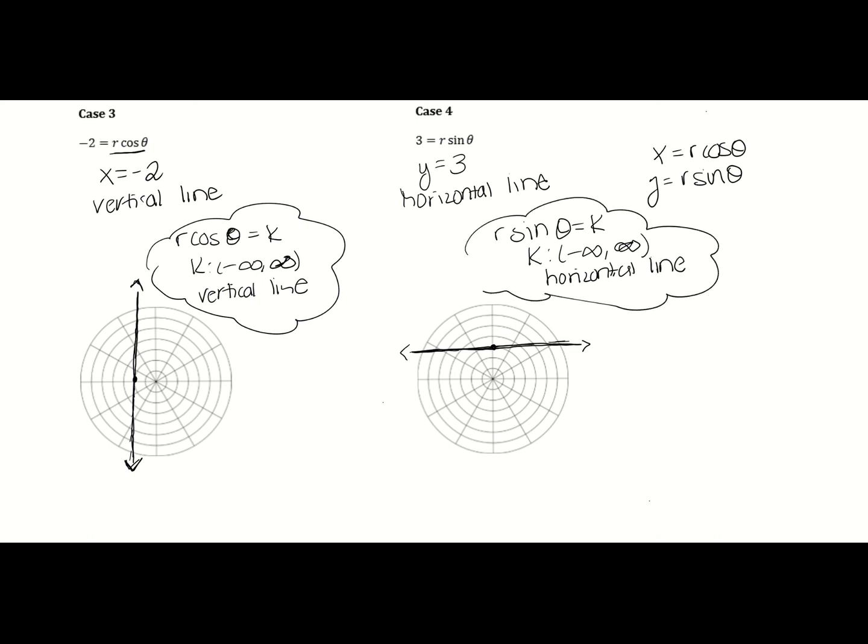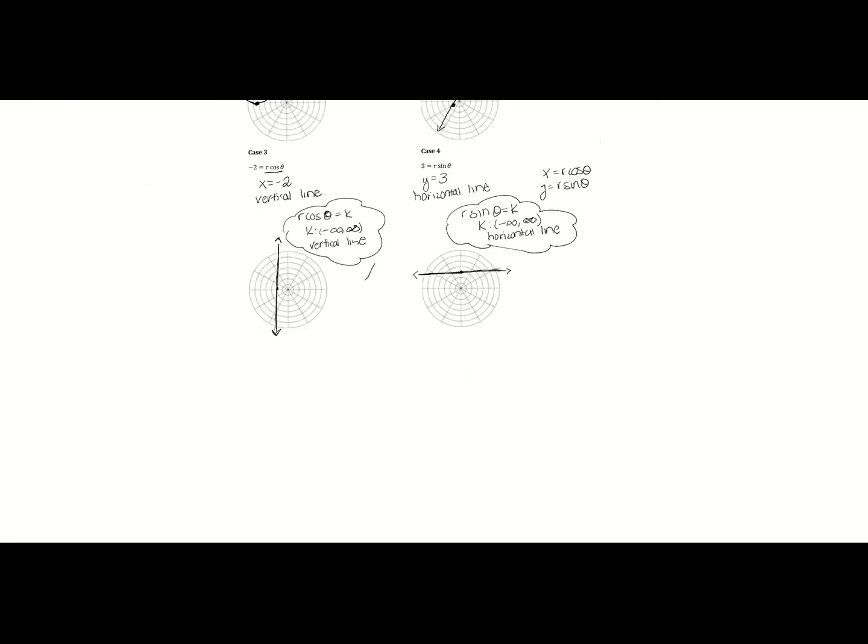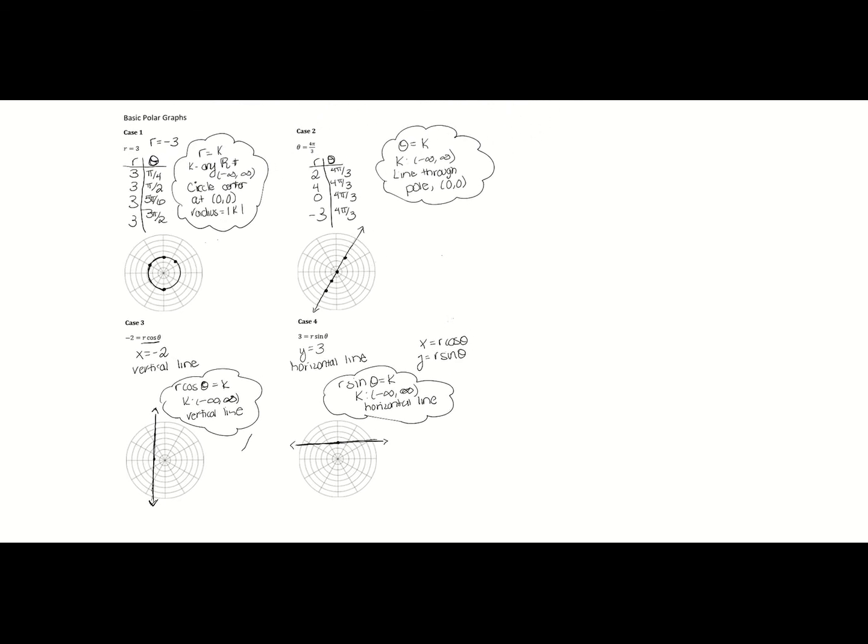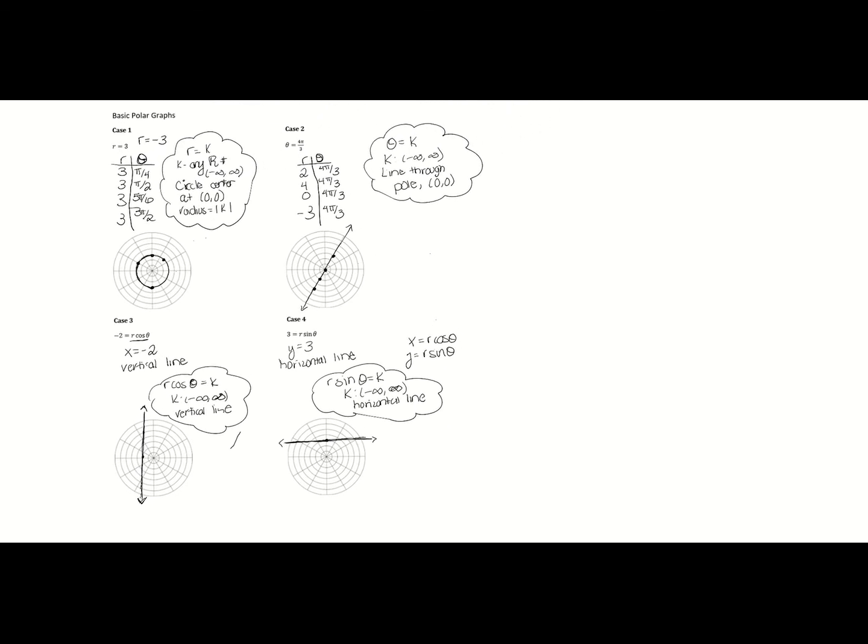And there we have it. 4 basic polar graphs. So it's going to be very nice, right? We're going to be able to now build on that and graph more complex graphs. So here they are, all 4 of them. 1 circle and 3 lines.